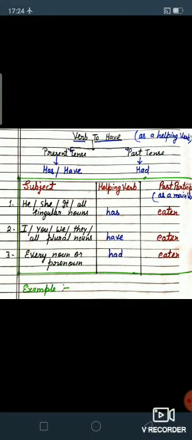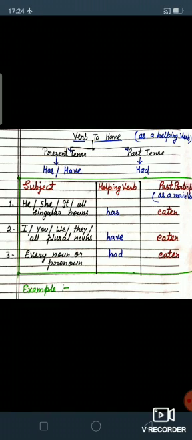Hello children, today we will learn verb to have and verb to do in grammar section of chapter 5. In previous video I had told that a verb can be used as a main verb and as a helping verb. So here we will use verb to have and verb to do as a helping verb.